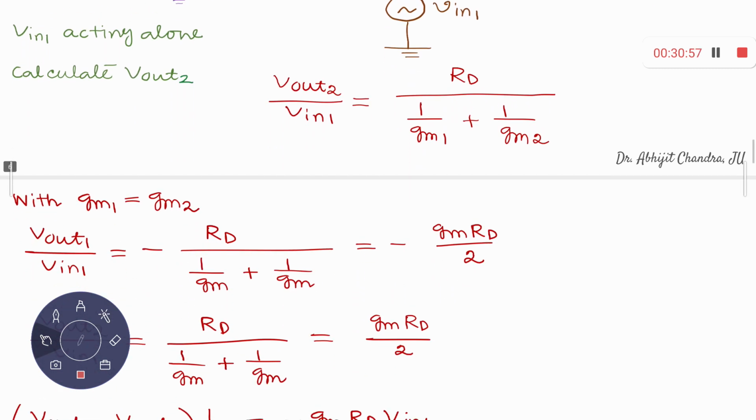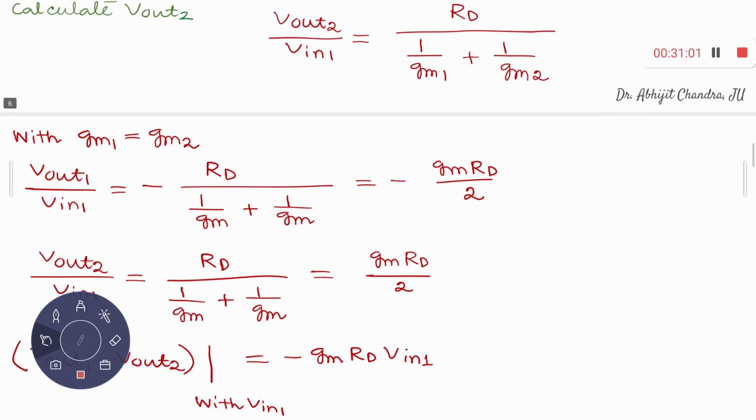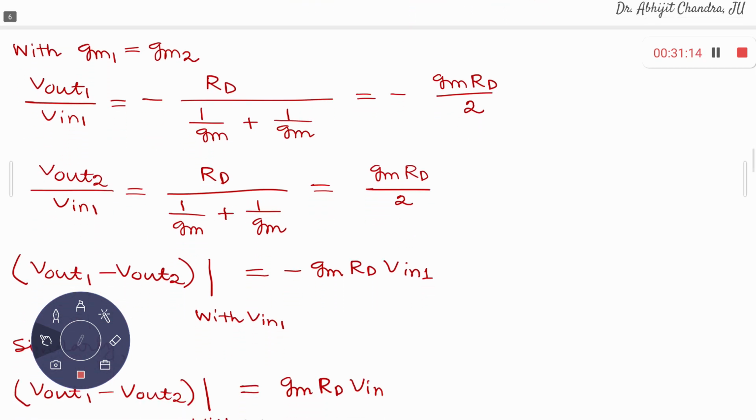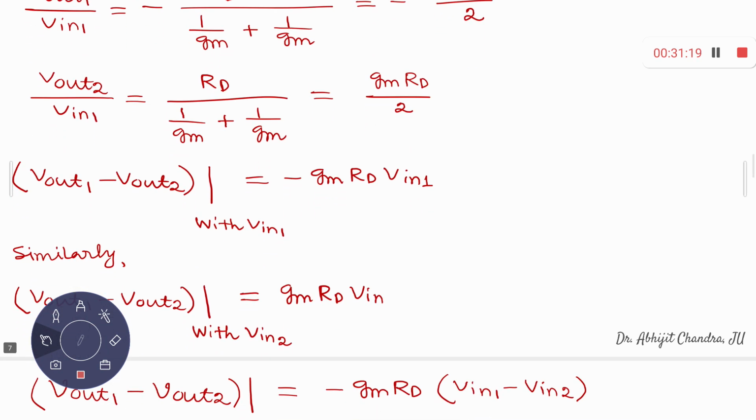So what is your V out 1 upon V in 1? Minus GMRT by 2. What is V out 2 upon V in 1? GMRT by 2. Okay. So V out 1 minus V out 2 when V in 1 is acting alone is given by minus GMRT into V in 1. Similarly, we can invoke this similarity concept: when V in 2 is acting alone, instead of the negative sign, V out 1 minus V out 2 is nothing but GMRT times V in 2.